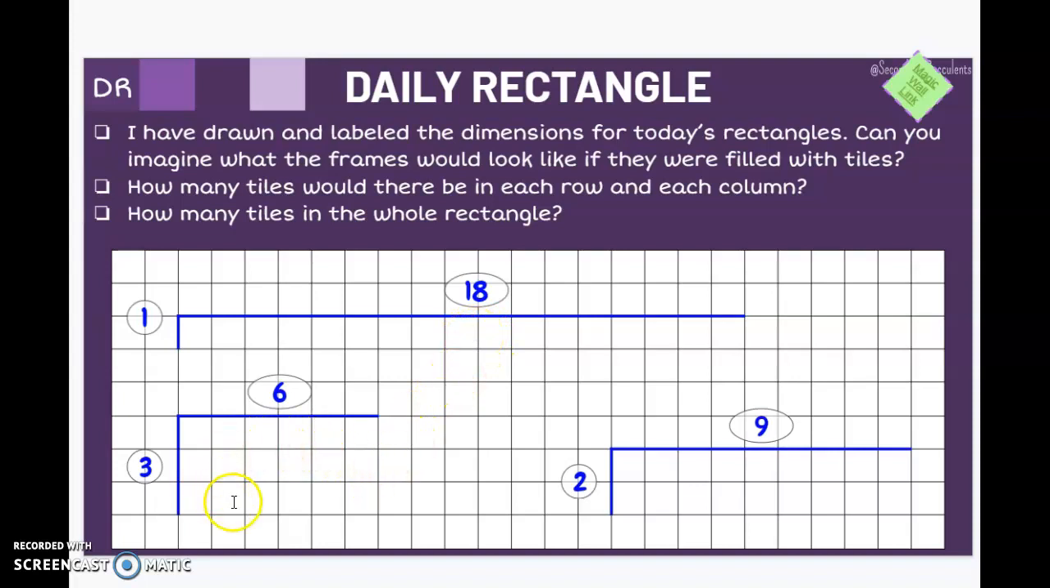How about our rectangle down here? How many rows are in this rectangle? Show a connection if you're thinking 3. Yeah, we have the number 3 here, and we can count our 1, 2, 3 rows. Well, how many columns? Show a connection if you're thinking 6. Yeah, I've labeled it with a 6 here to show our 1, 2, 3, 4, 5, 6 columns. Do you know how many tiles will be in this whole rectangle?